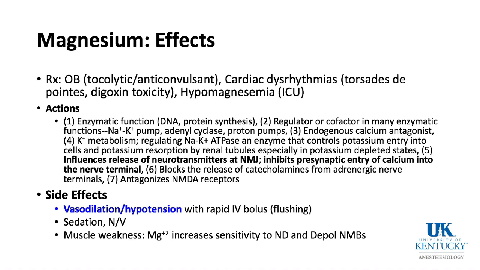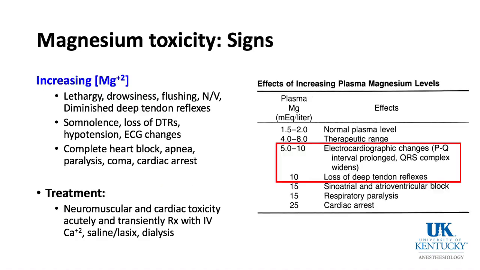So side effects of magnesium, if you give it as a bolus, they vasodilate. That's one of the very first things that you see, and commonly, and they can flush and even become hypotensive if you give a gram or two rapidly. Sedation, sometimes nausea, vomiting, muscle weakness because of that presynaptic effect of reducing calcium entry presynaptically, and increasing sensitivity also to non-depolarizers and depolarizers. So some toxicity signs of magnesium was the next key word.